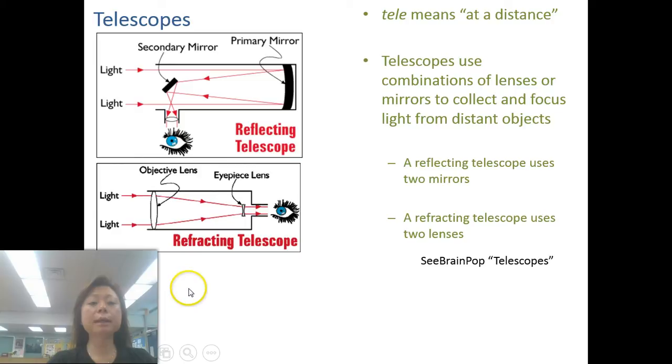This is a refracting telescope. It makes light bend, so light from the distance comes in through this lens. Do you remember what this type of lens is? Thicker in the middle, convex lens, makes the light rays come together. And then this concave lens will make it spread out a little bit through the eyepiece.